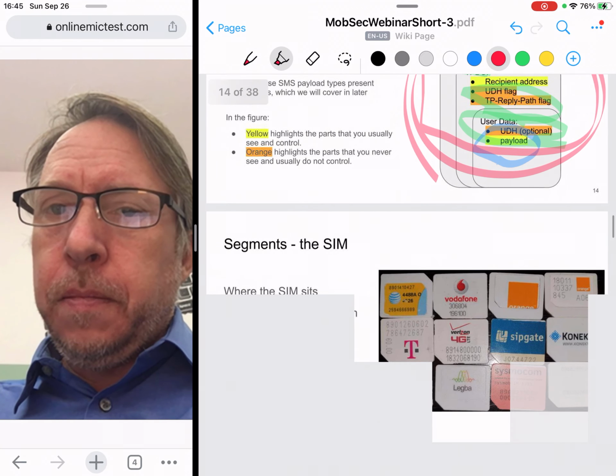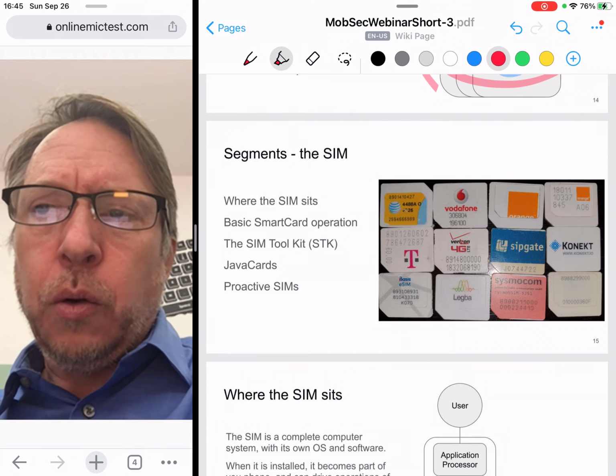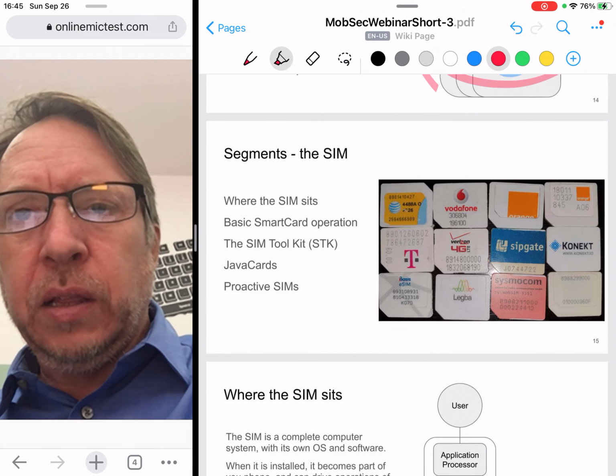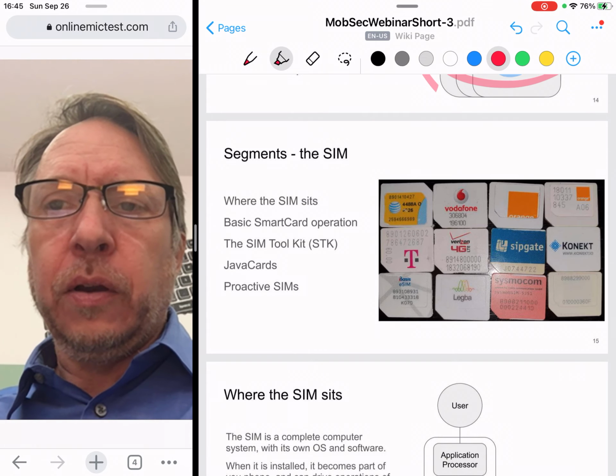Next slide. Now we're going to talk about the SIMs. It's another important segment of the network. And one way you can think of the SIM is as a little tiny piece of the HLR that you're carrying around in your phone.